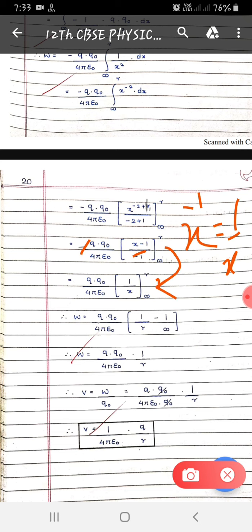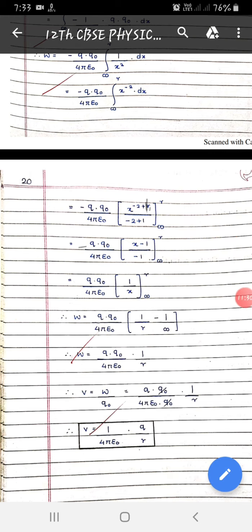So remember this. This term will come: q naught upon 4 pi epsilon naught into bracket 1 upon x, from infinity to R.